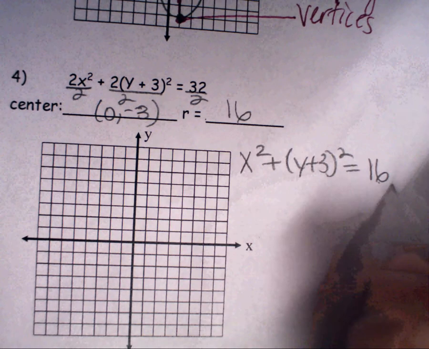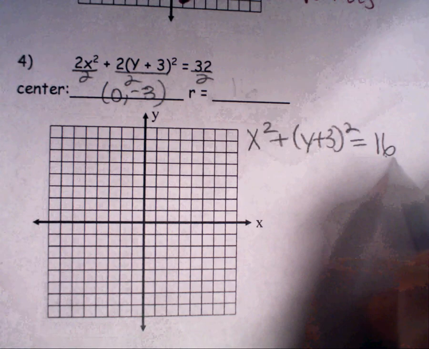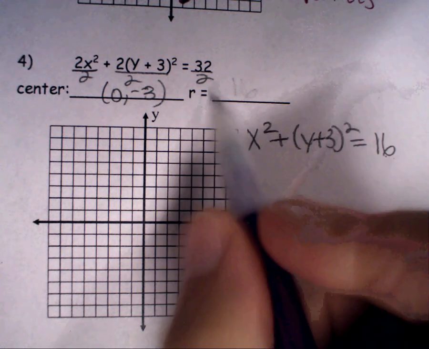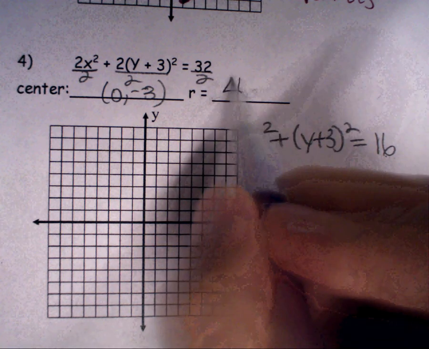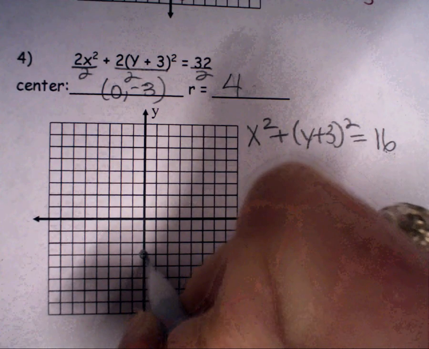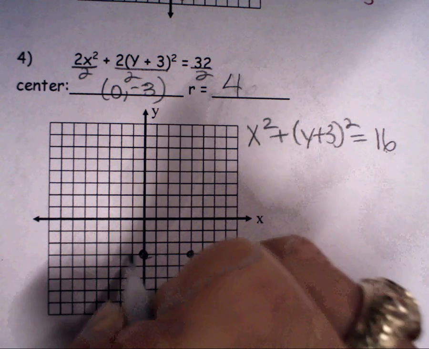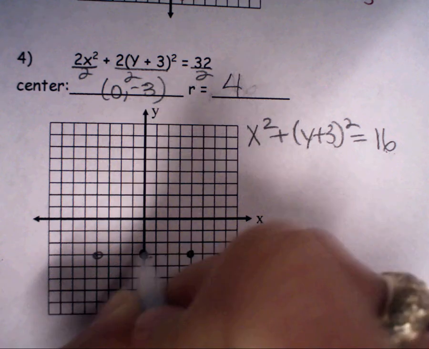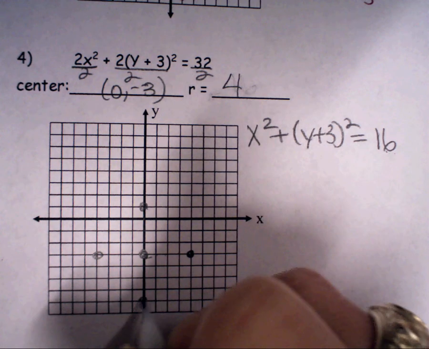And my radius is the square root of 16. Everything in the equation is squared, so to find the radius, I have to take the square root of 16 to give me 4. Plus, you're never going to graph a circle with a 16 radius. So 0, -3 is actually down here. And then I go 4 in each direction: 1, 2, 3, 4, and 1, 2, 3, 4.